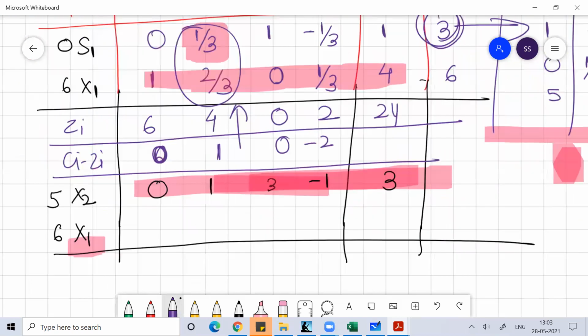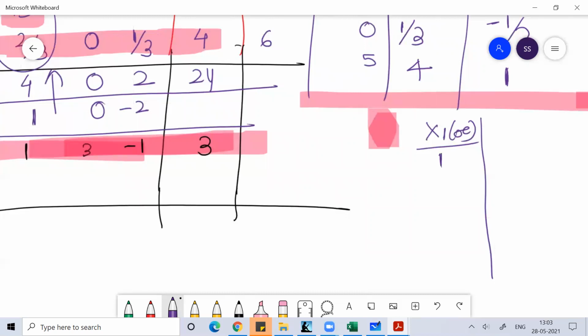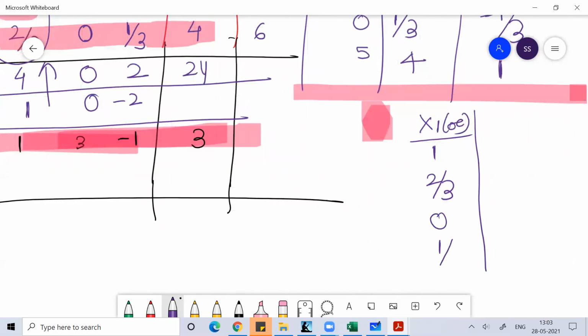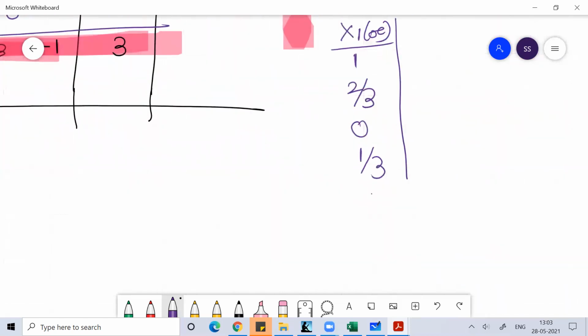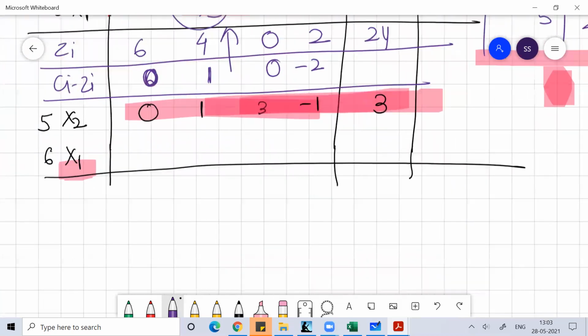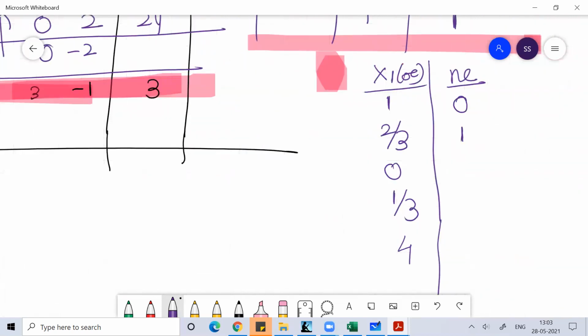So the old values of x1 are 1, 2 by 3, 1, 2 by 3, 1, 2 by 3, 0, 1 by 3, 0, 1 by 3, and then 4. Now what is the new element? The new values, what we got, are 0, 1, 0, 1, 0, 1, 3, minus 1, 3.